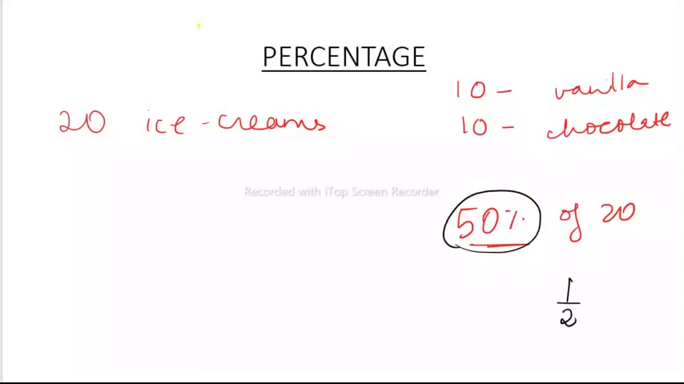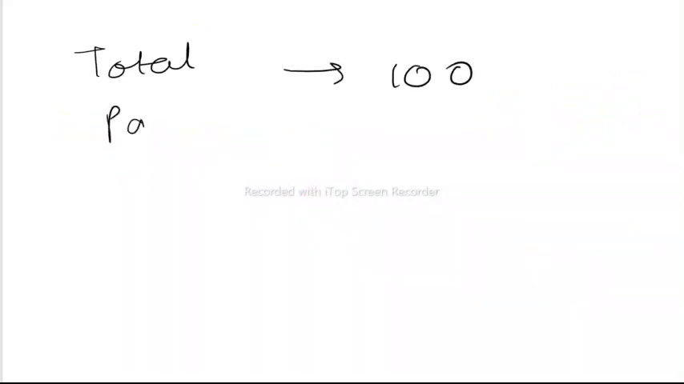But where did this half come from? Okay. Now, what we're actually doing is nothing. We are changing this 20 into 100. We are saying that if this 20 was 100%, see, 20 here is 100%, then 10 is 50%, because 10 is half of 20. So we are not doing anything. We are just saying that if my total was 100, then how much is the part?